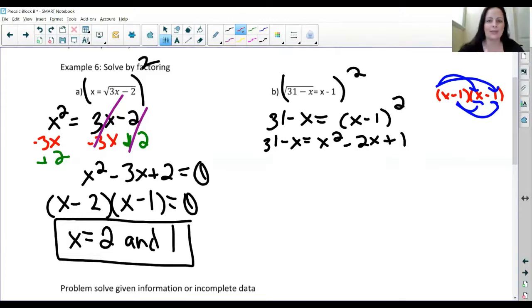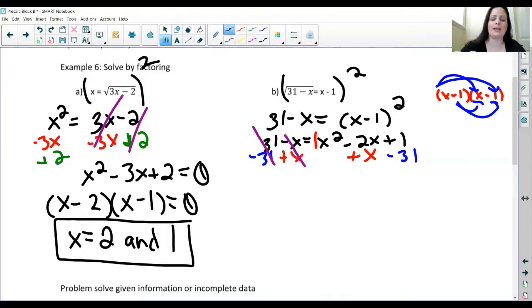What's the best method of going forward? Moving everything to the left side or moving everything to the right side? And the answer here is to move everything to the right side because the coefficient to that x squared is already a positive 1. So we're going to add x to both sides to cancel out the x, and we're going to subtract 31 from both sides. Okay. 31 minus 31 is 0. Negative x plus x is 0. That means my left side is going to equal 0.